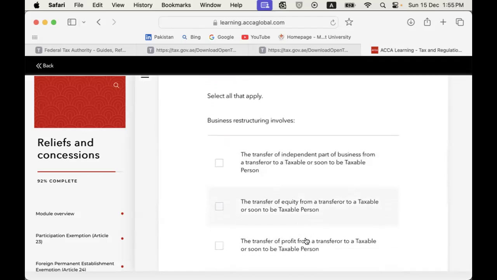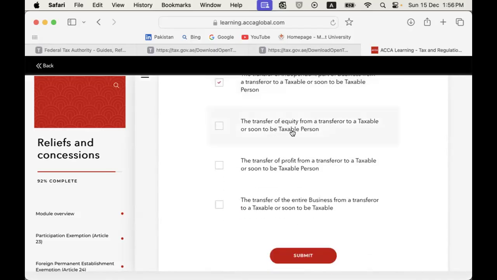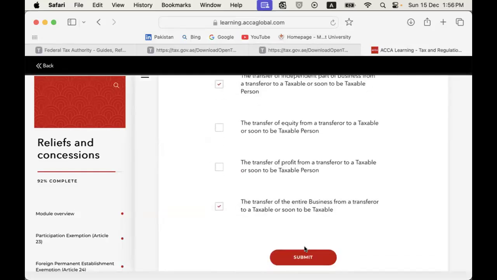Okay, let's look at the fifth one. Business restructuring involves transfer of independent part of business from a transferor to a taxable or soon to be taxable person. This is definitely right. Transfer of equity from a transferor to a taxable person to be, that is not there. Transfer of profit, no, this is also equity, profit, same thing. Transfer of the entire business from a transferor to a taxable person. I think this will apply. Independent part of the business or entire business, these are right.